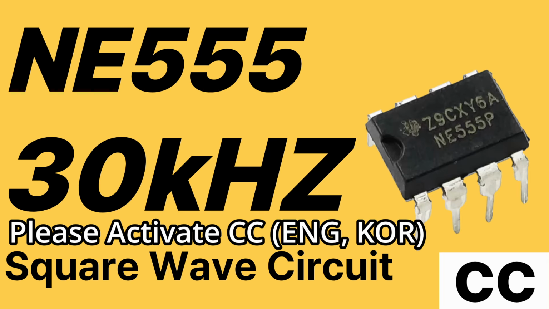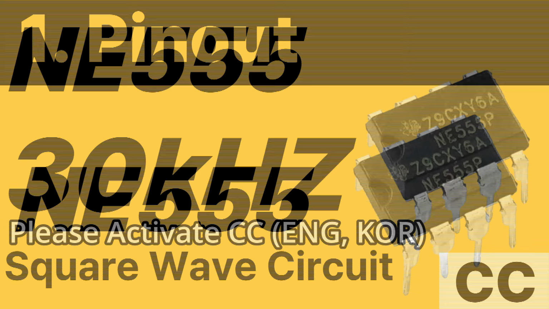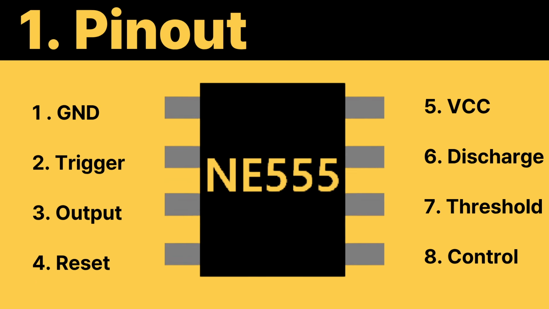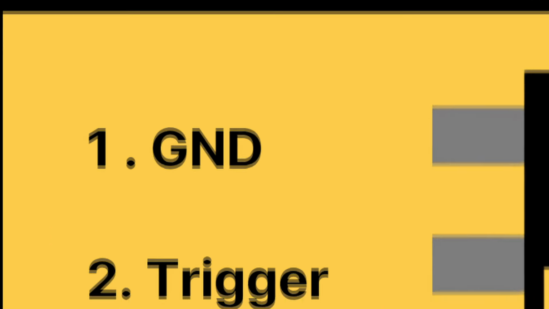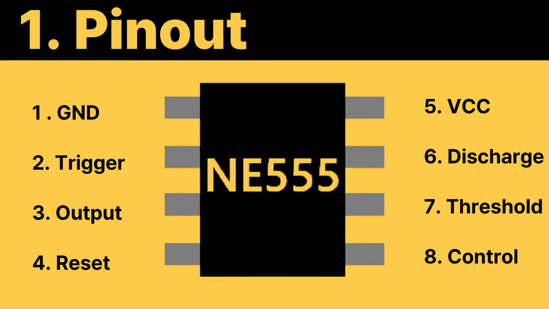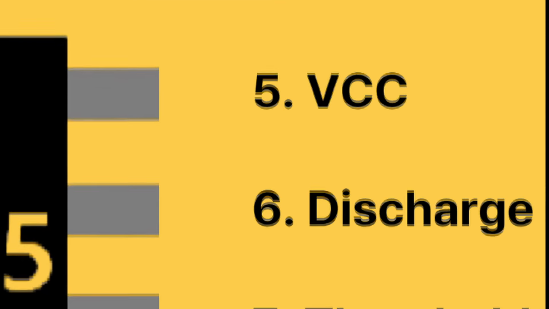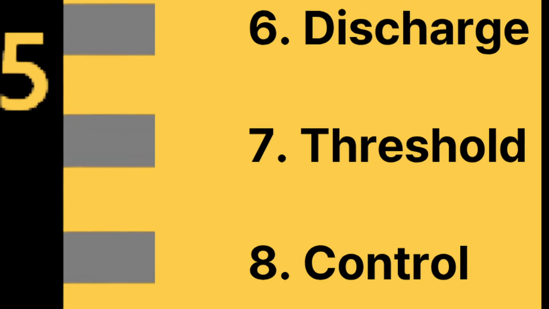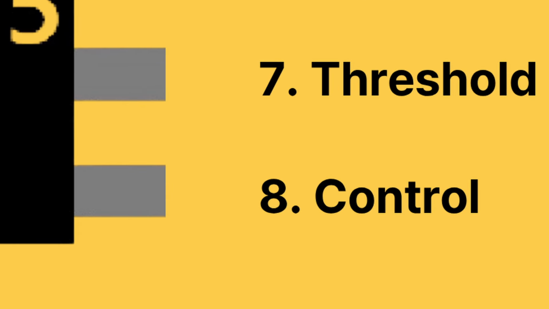This time, we will look at the NE555 timer IC, how to generate frequencies with it, and its advantages and disadvantages. This IC is an 8-pin timer IC. Starting from the top left, ground, trigger, output, reset. And from the top right, VCC, discharge, threshold, control pin.